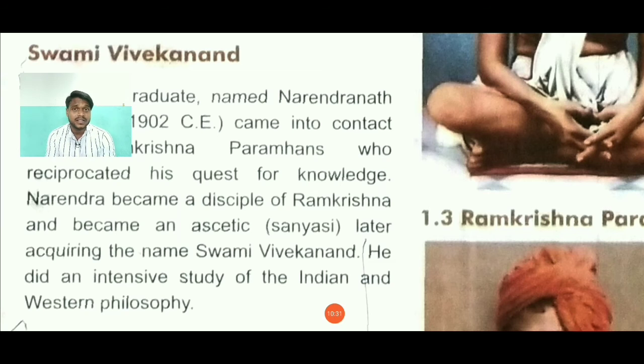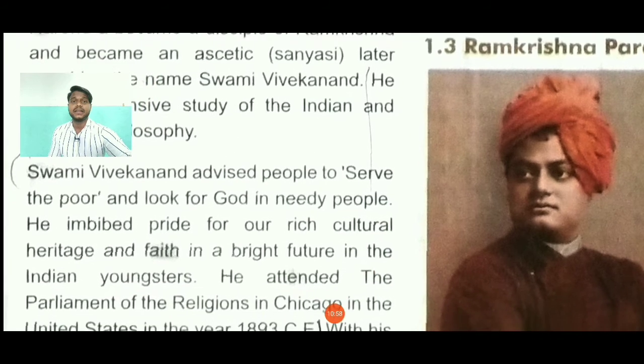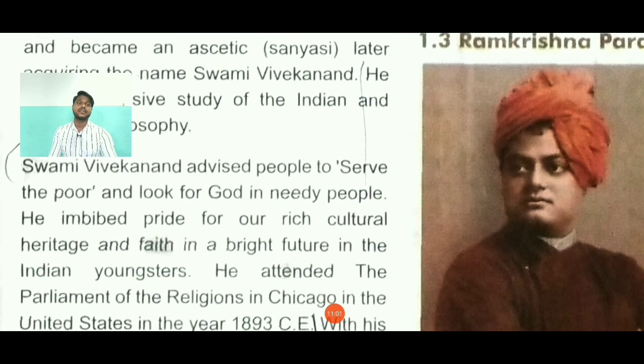Who became sannyasi? That was Swami Vivekananda. He went on the sannyasi path, acquiring the name Swami Vivekananda, and he did an intensive study of Indian and Western philosophy, and later he also reciprocated Indian customary thinking. Now you can see the figure that is showing you Swami Vivekananda.